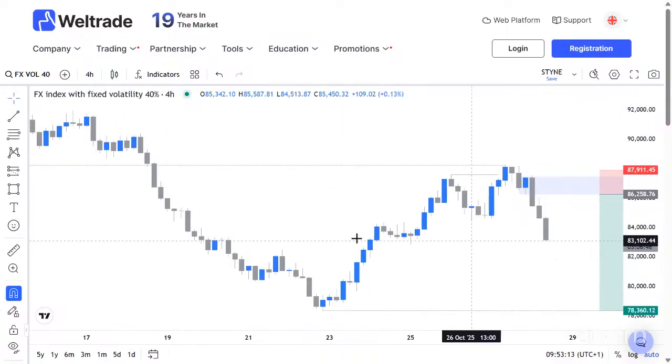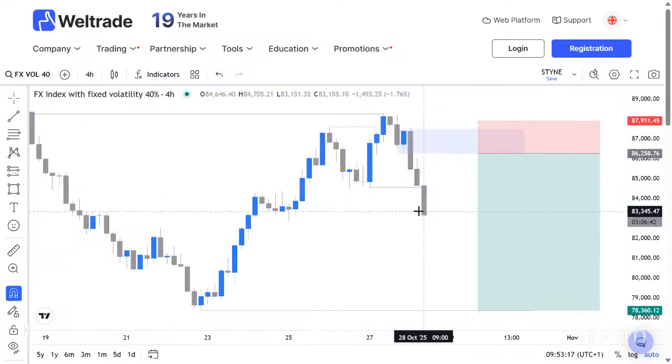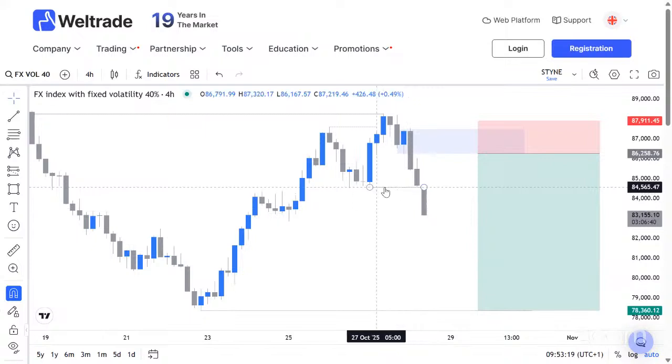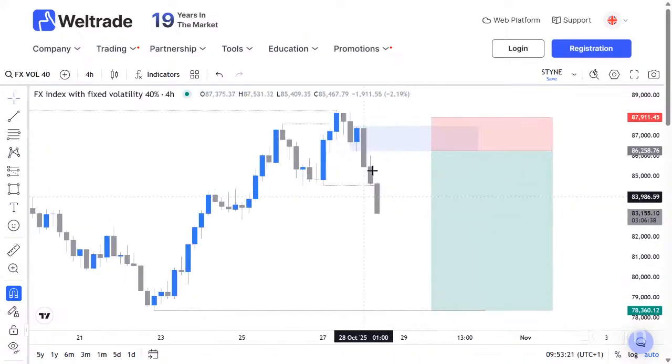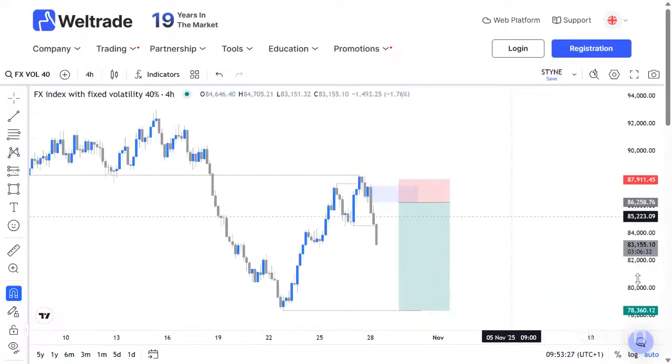Let me see. I need this H4 to close like this to confirm this break of structure. So you see, this candle is my break of structure candle. I need this H4 to confirm before we look to sell. So you see what we do here.